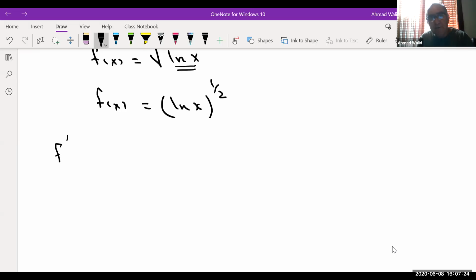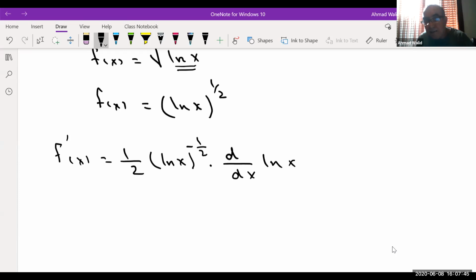Then you can say f prime x equals 1/2 of ln x to the power of negative 1/2. You subtract 1 from the exponent, correct? Times the derivative of the inside. It means d over dx of ln x, or times the derivative of the inner function, correct? Now, we are working on this part.